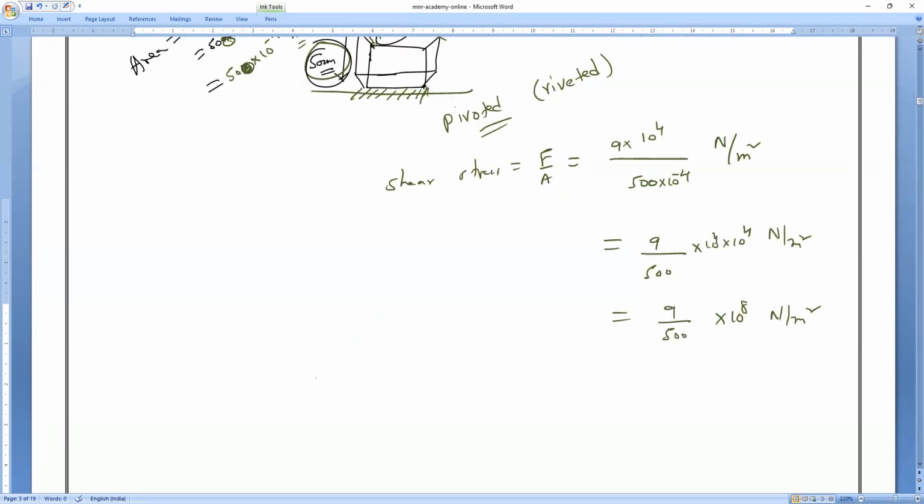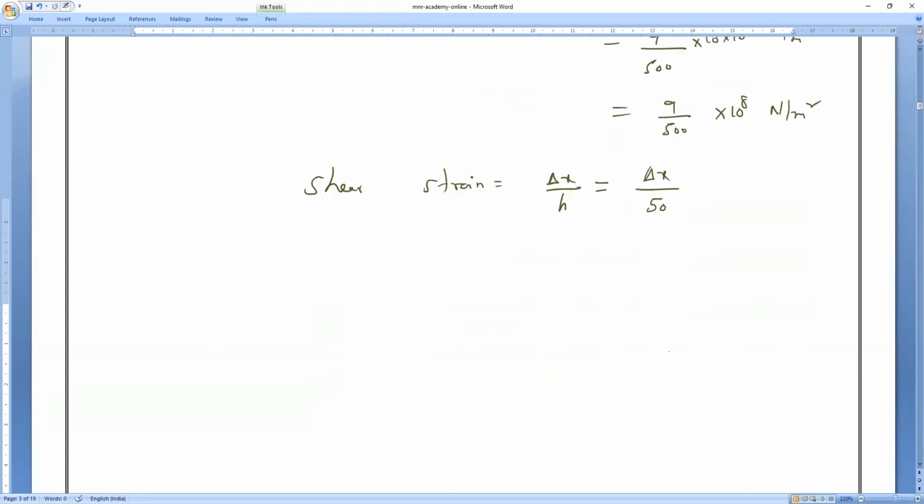Then what about the shear strain? Anybody can tell? Shear strain formula, all of you. Shear strain is equal to delta x divided by height. What is the height? The side of the slab. How much is the side of the slab? That is what I am asking. 50, 50 centimeter. So now you can substitute.